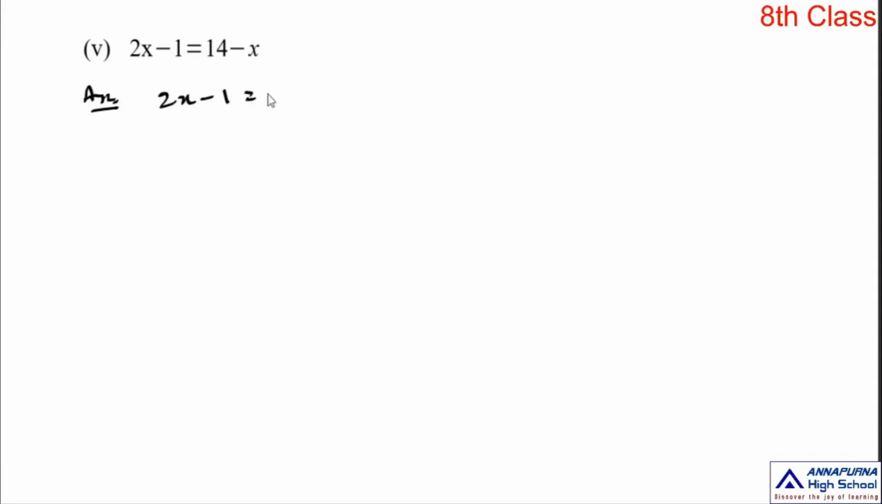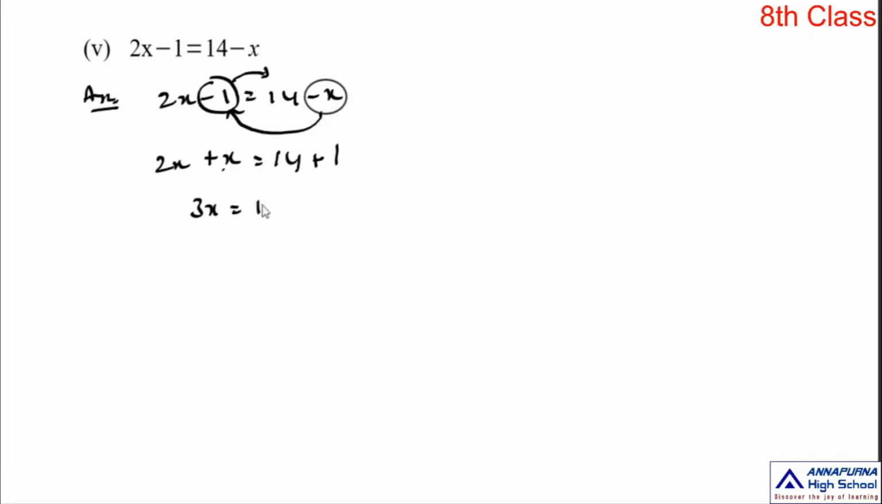Write down the given equation: 2x minus 1 is equal to 14 minus x. First, as usual, transpose the variable term minus x to the left side and the constant term minus 1 to the right side. When you complete this transposition, the equation changes to 2x plus x, since minus x moves to the left side and changes to plus x, is equal to 14 plus 1, since minus 1 moves to the right side and changes to plus 1.